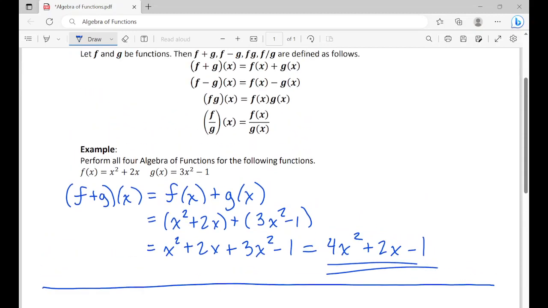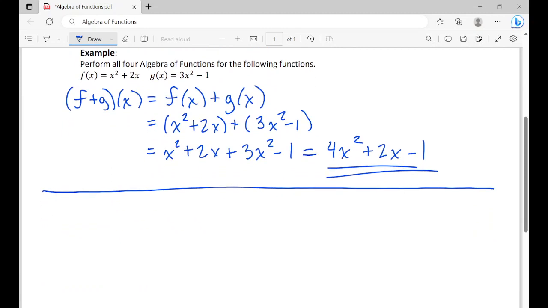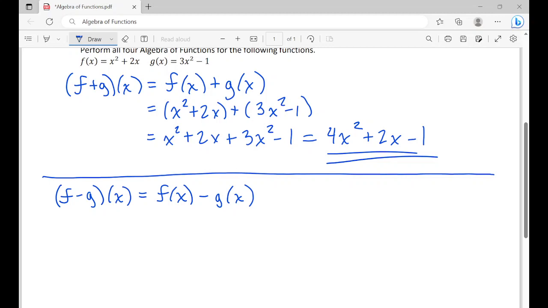Next, we're going to do subtraction. So f minus g of x is just f of x minus g of x. And so we're going to put in our two functions. X squared plus 2x minus 3x squared minus 1. Now the parentheses do matter here because of the minus sign, so we're going to distribute this minus sign to everything in the following parentheses.